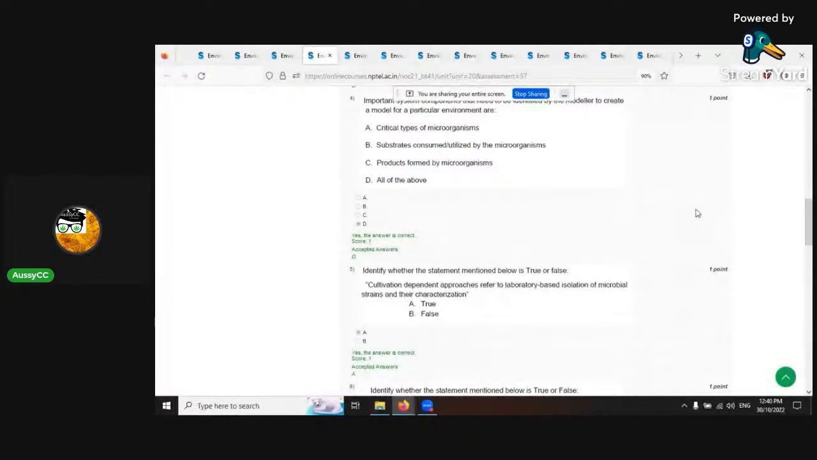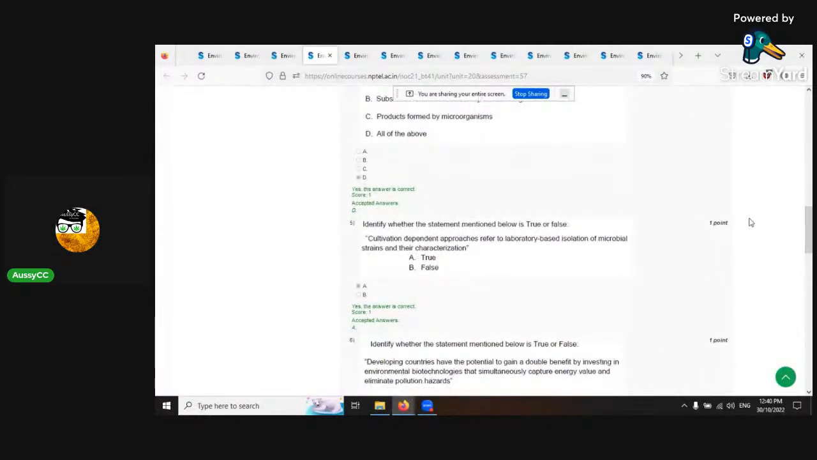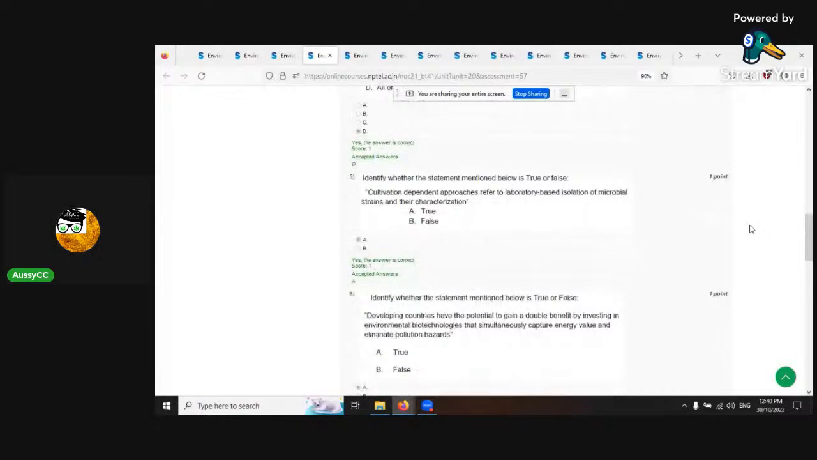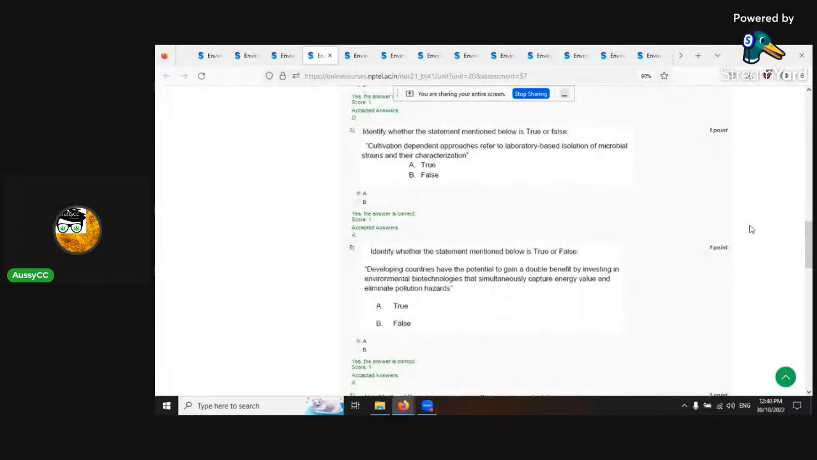Identify whether the statement below is true or false again. Developing countries have potential to gain double benefits by investing in environmental biotechnology. Yes, they do. Oh yeah, and eliminate hazards. It's so rad, biotechnology. It's pretty hard, mind you, but it's just fantastic.